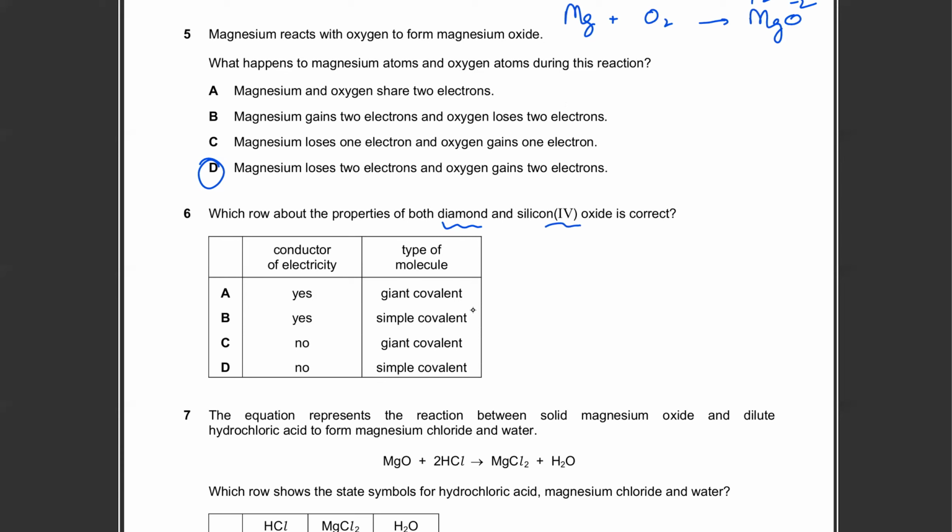They don't conduct electricity, so C or D. And then the type: this one is giant covalent, so it's going to be C.